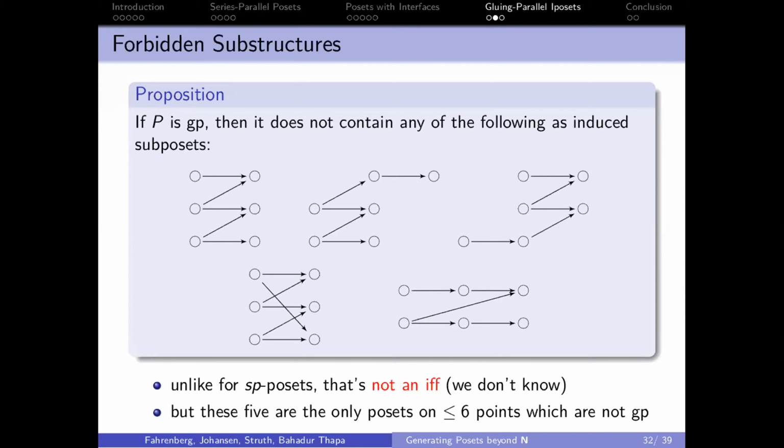Okay, thank you. So what we do know is that if P is gluing parallel, then there are 5 substructures which it doesn't contain, which are shown in this proposition.